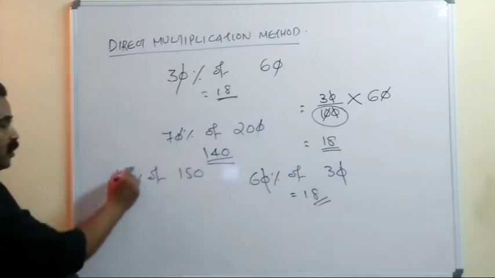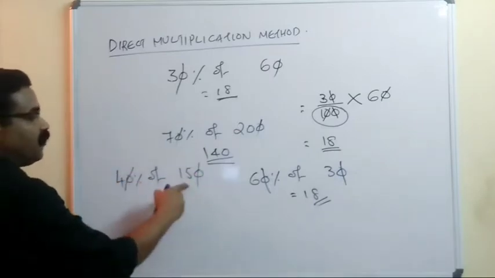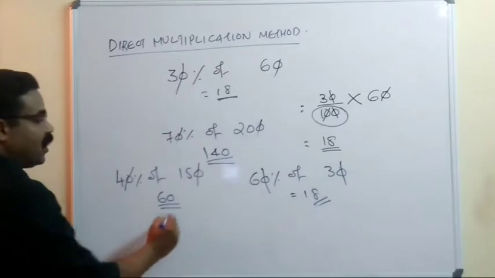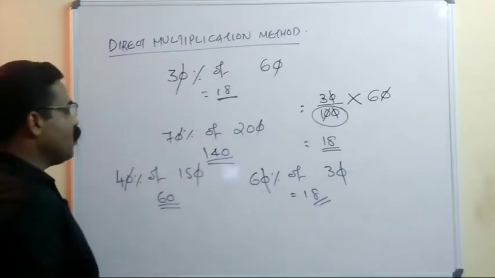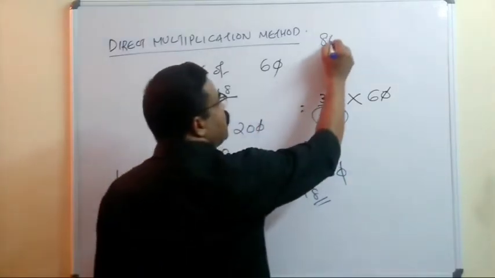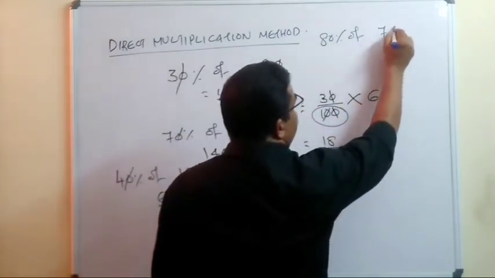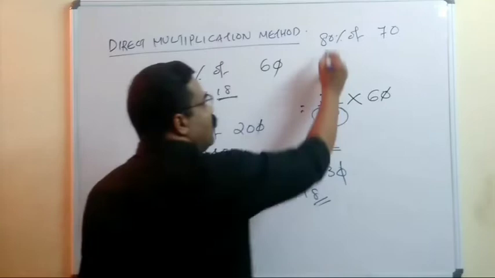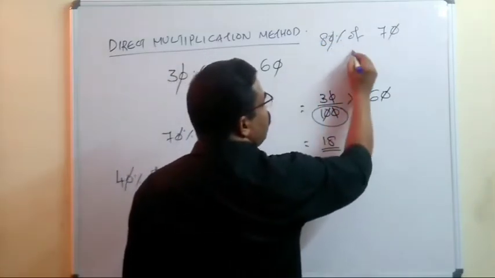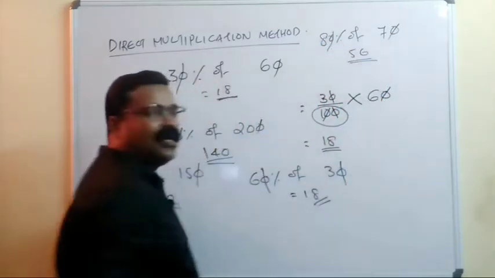One more example. I want 40% of 150. So now what will I do? Cut one 0 here, one 0 here. 4 15s are 60, so I got the answer 60. One more example. I want 80% of 70. So what will I do? I will cut one 0 here, one 0 here. 8 into 7, 56.